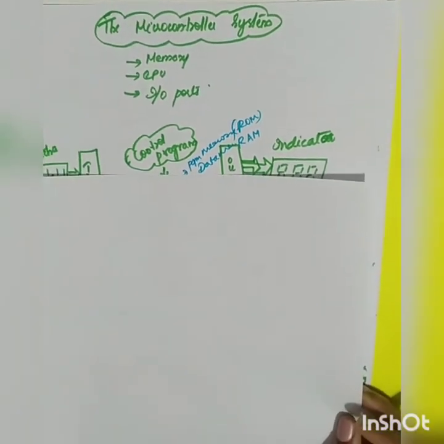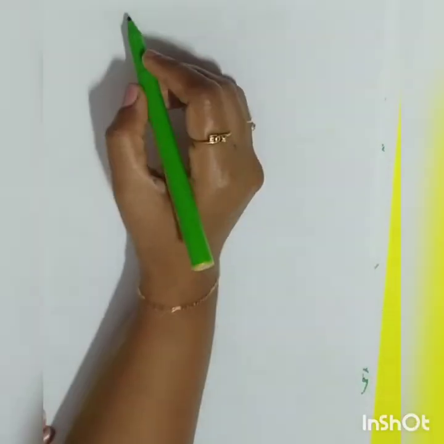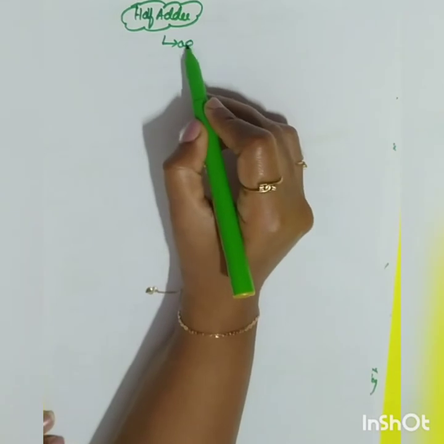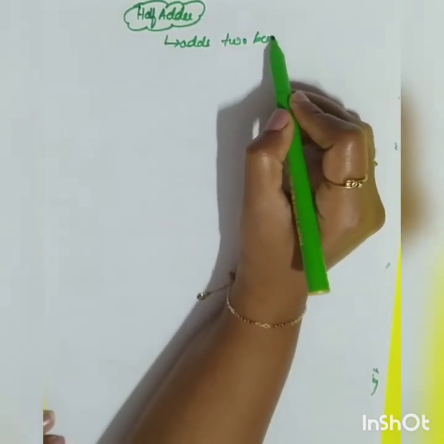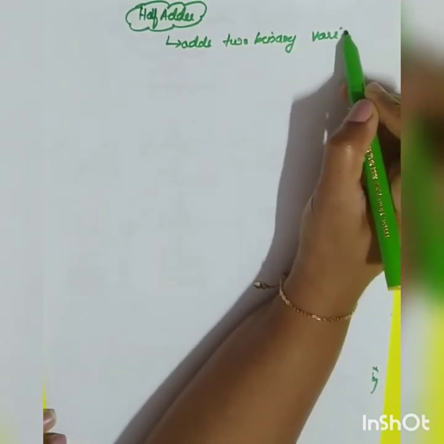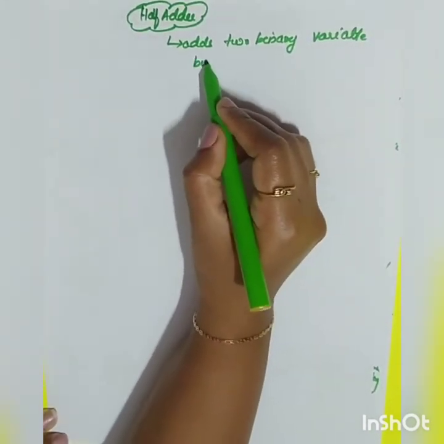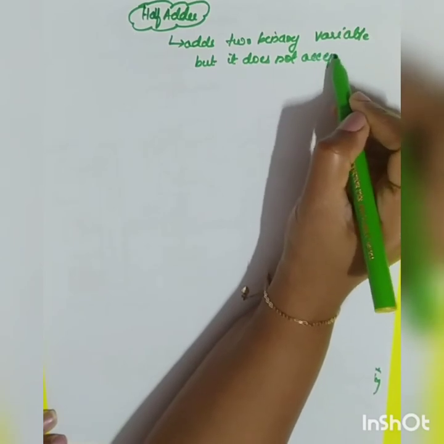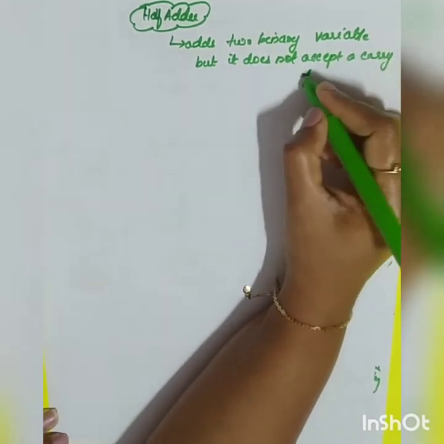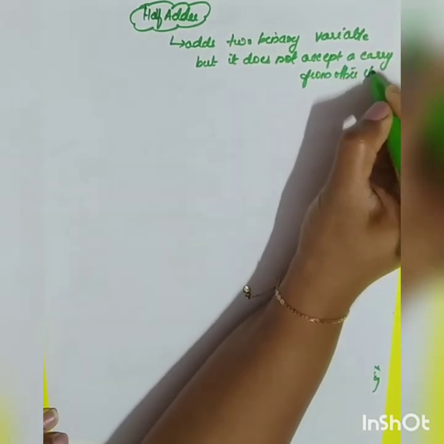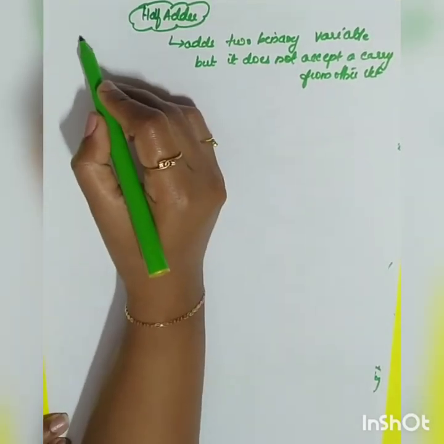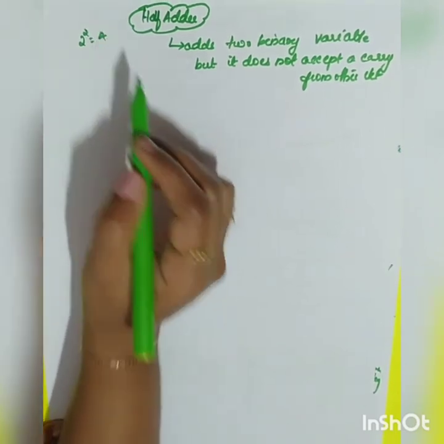So the next topic is the half adder. What is meant by half adder? A half adder is a circuit that adds two binary variables, but it does not accept a carry from another circuit. The circuit which accepts the carry is the full adder. So it adds two binary variables. What will be the combinations? 2 power 2, totally there will be 4 combinations.